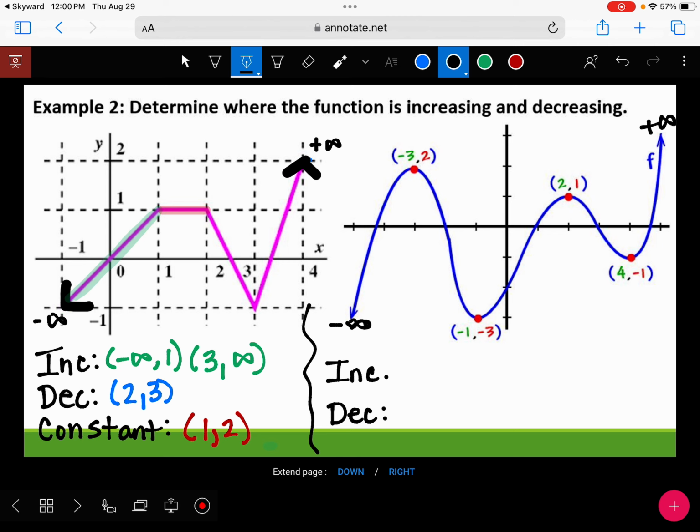Because this one does not, it's never flat. So I want you to look at this graph. There's 2 places where it is turning, 3 intervals where it goes up and 2 intervals where it goes down.